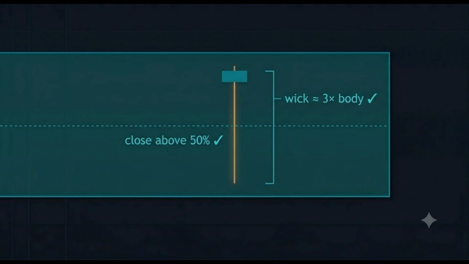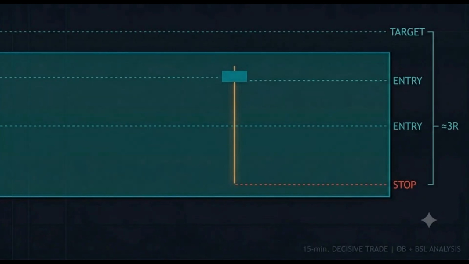This is what a clean trigger looks like. No hesitation. No second attempt, no ambiguity. Entry triggers on the close of this candle. Entry price is the close itself. No waiting for the next candle to open, no anticipation. The decision is made the moment this candle closes.